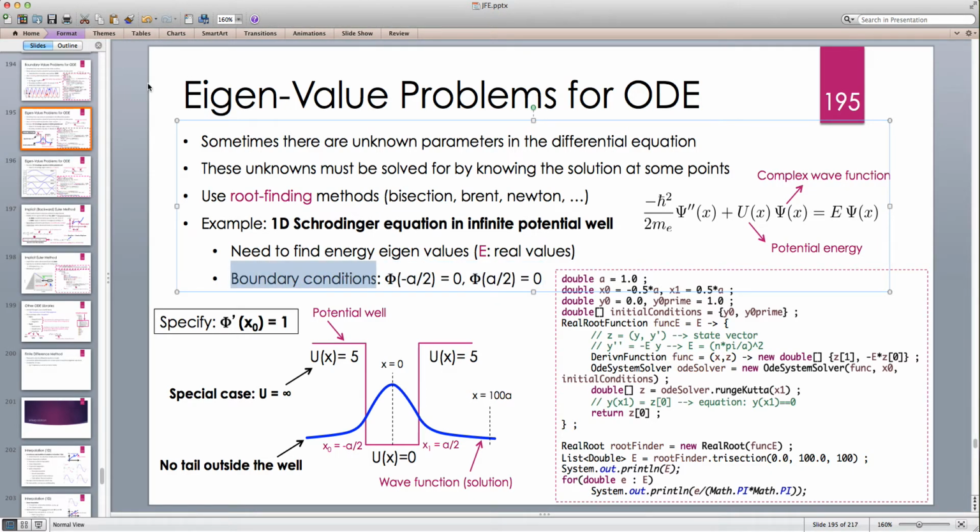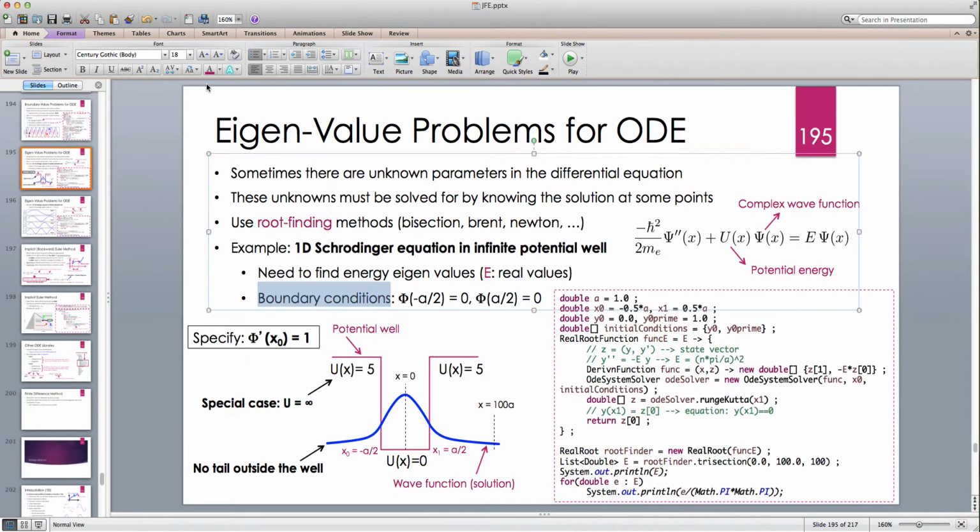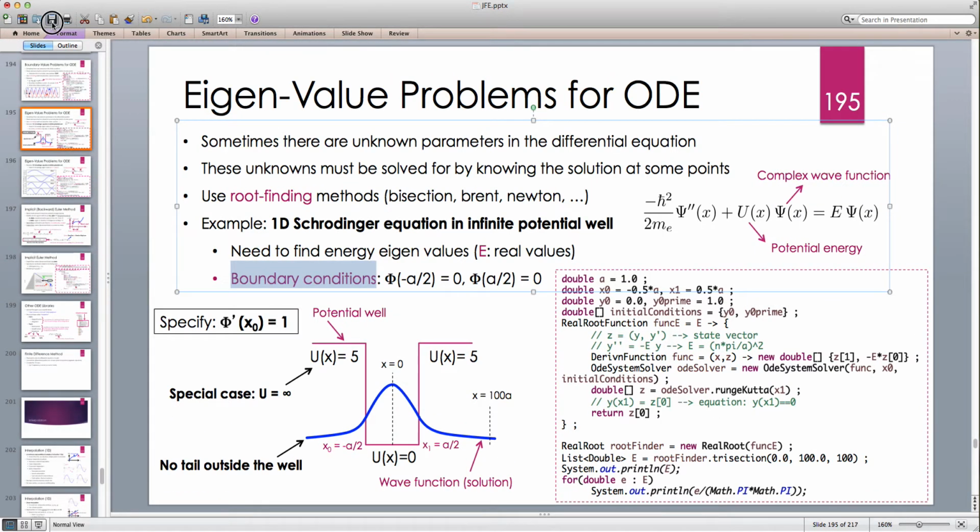Just like the previous slide where we had a boundary condition, here we also are given a boundary condition, because physically the electron can never be outside, and because of the continuity of the psi function, the electron probability must be 0 at both ends, at -a/2 and at a/2. So this is not a typical initial condition problem. We have a boundary condition problem.